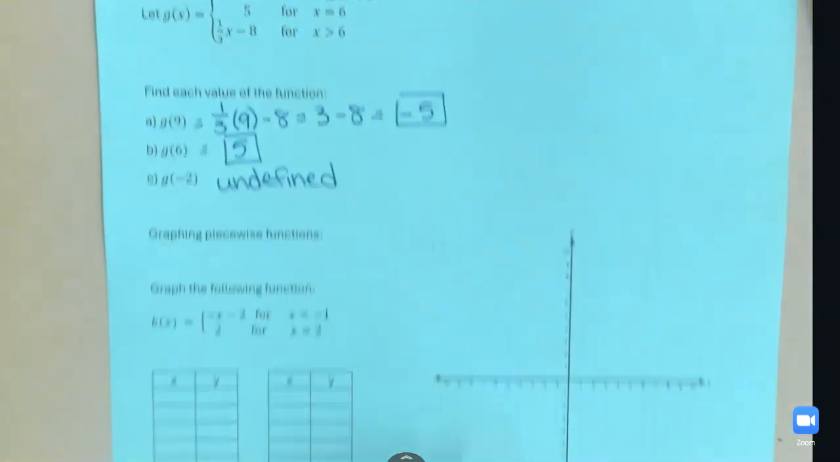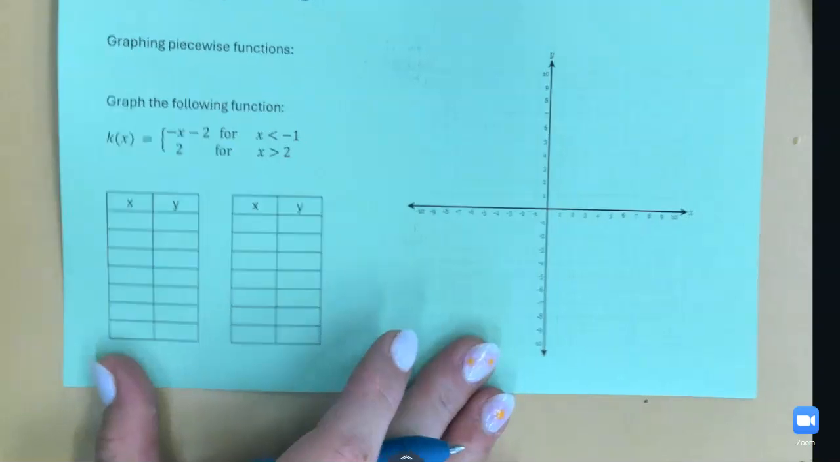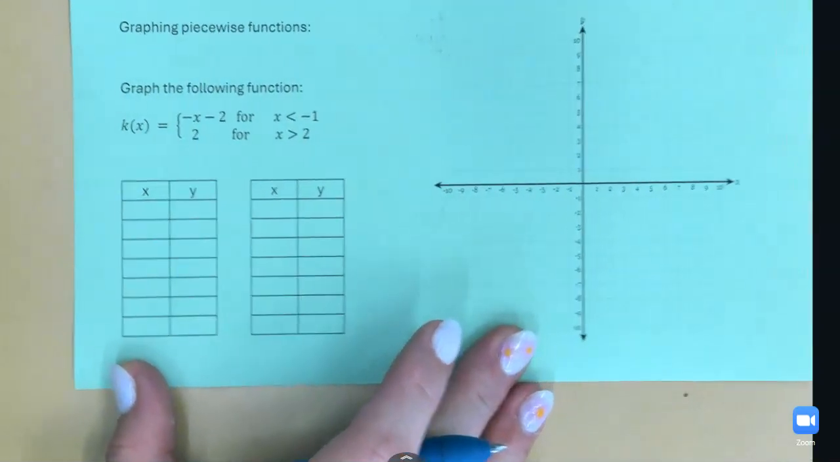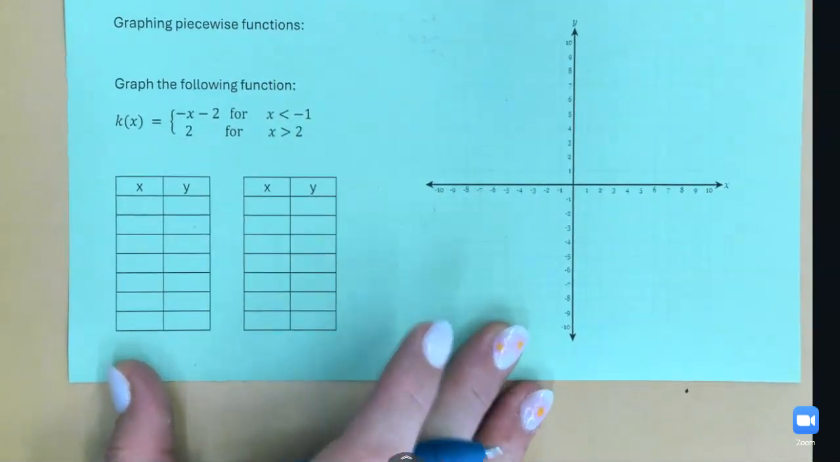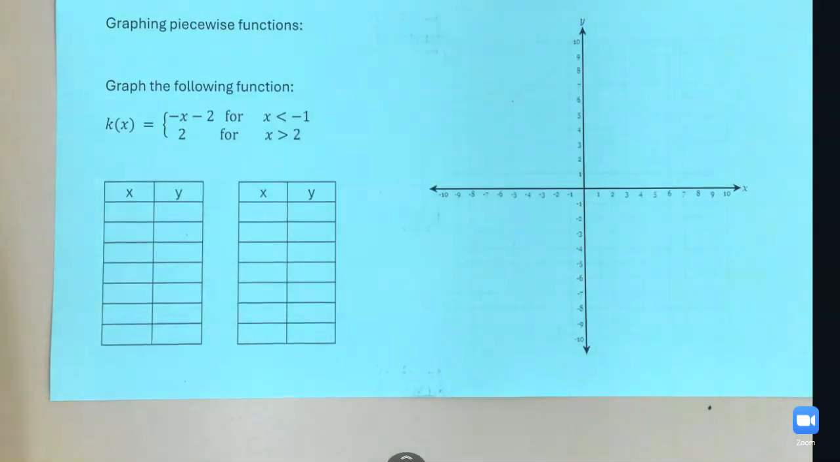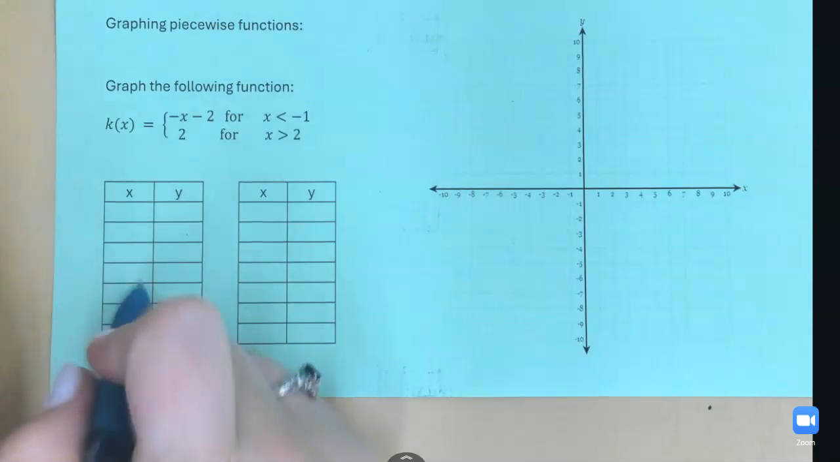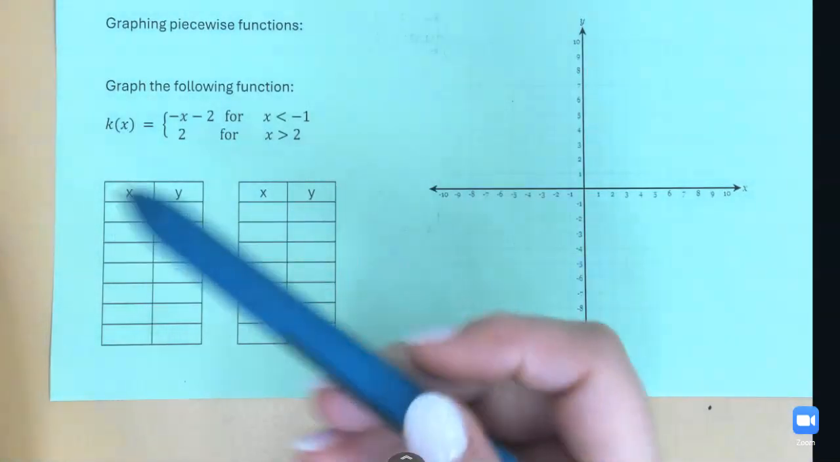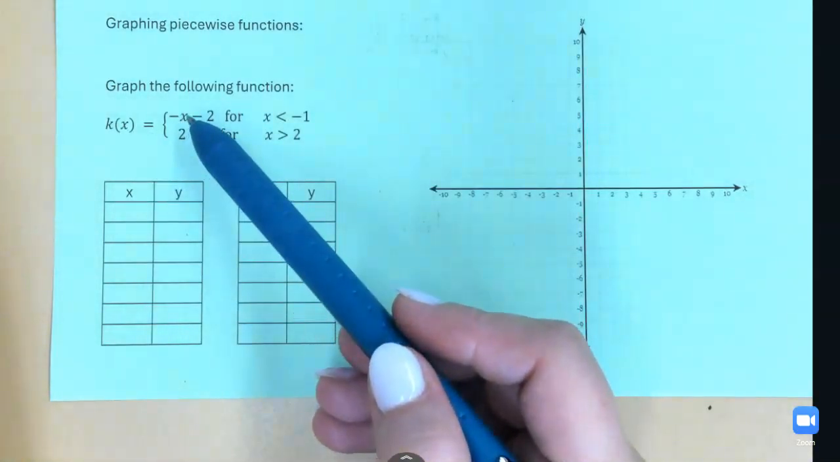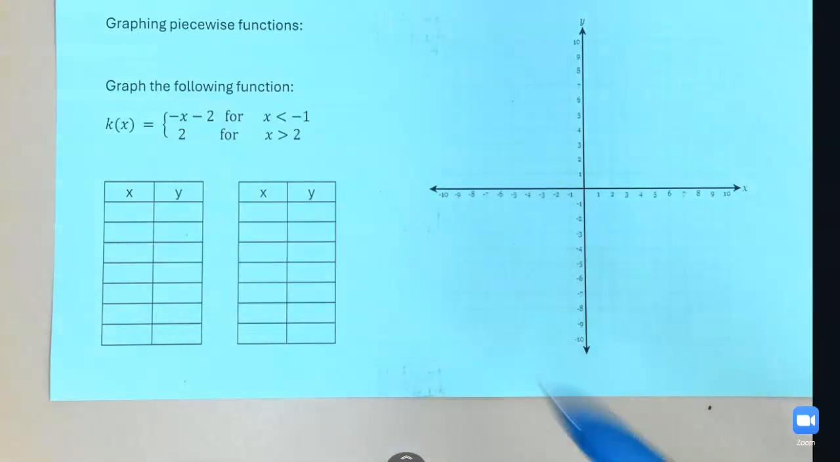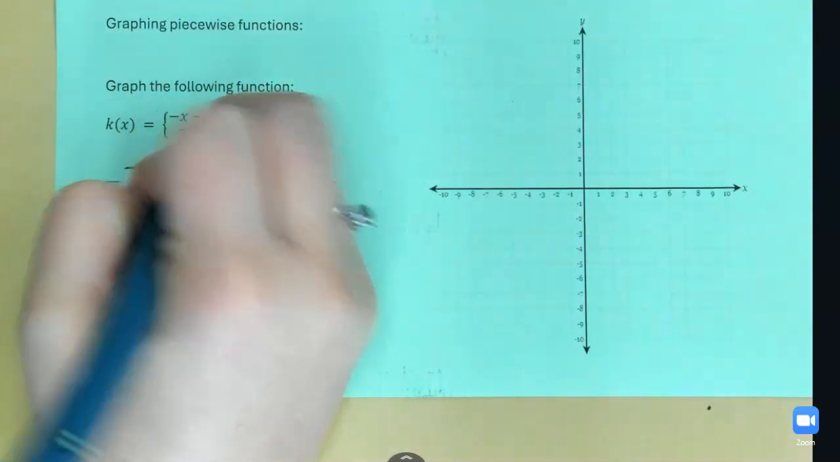Okay, the next skill we're going to practice today on day one with piecewise functions is graphing. When I am graphing a piecewise function, I find it is easiest to organize my thoughts by making an xy table for each equation. So this first one that we're doing has two equations, so I have two xy tables. And let's do negative x minus 2 first.